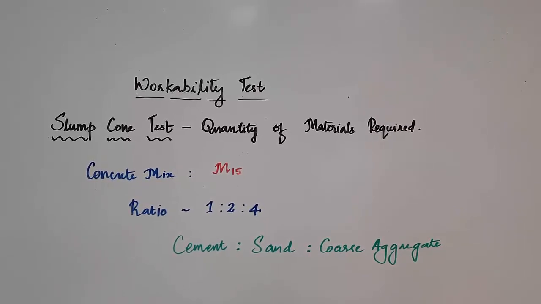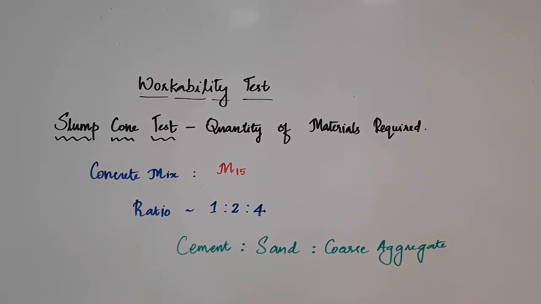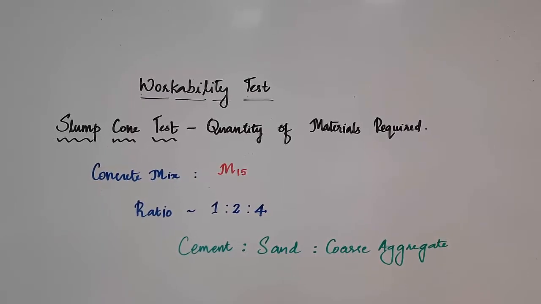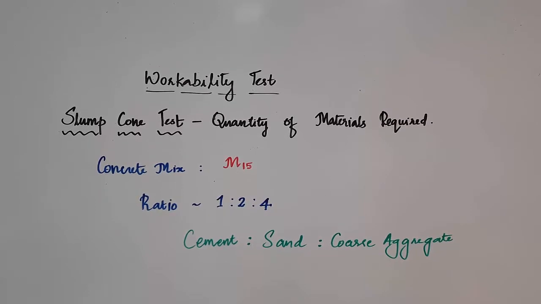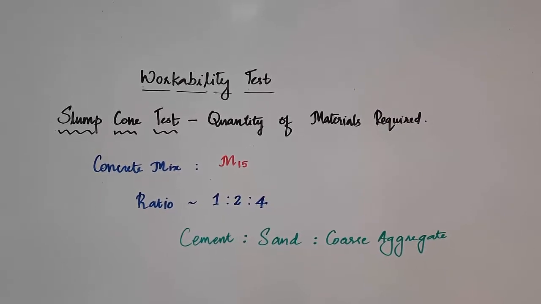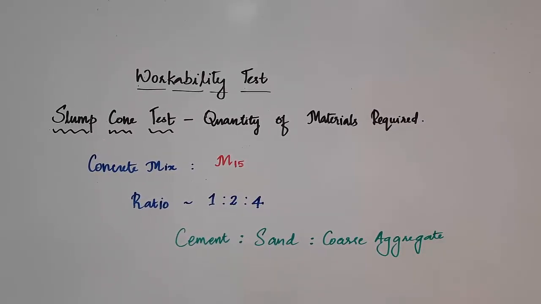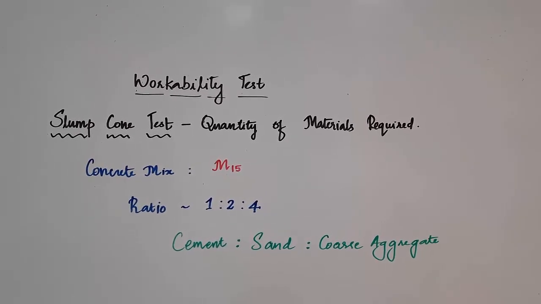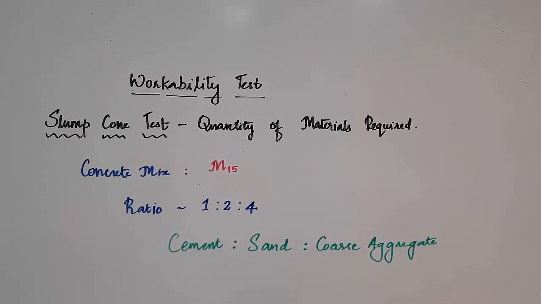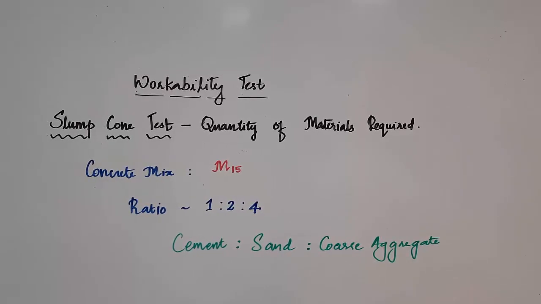Today we will learn how to calculate the quantity of materials required for slump test. Slump test is one of the workability tests used for concrete. The concrete mix which we are using is M15. So the ratio of cement to sand to coarse aggregate is 1:2:4.